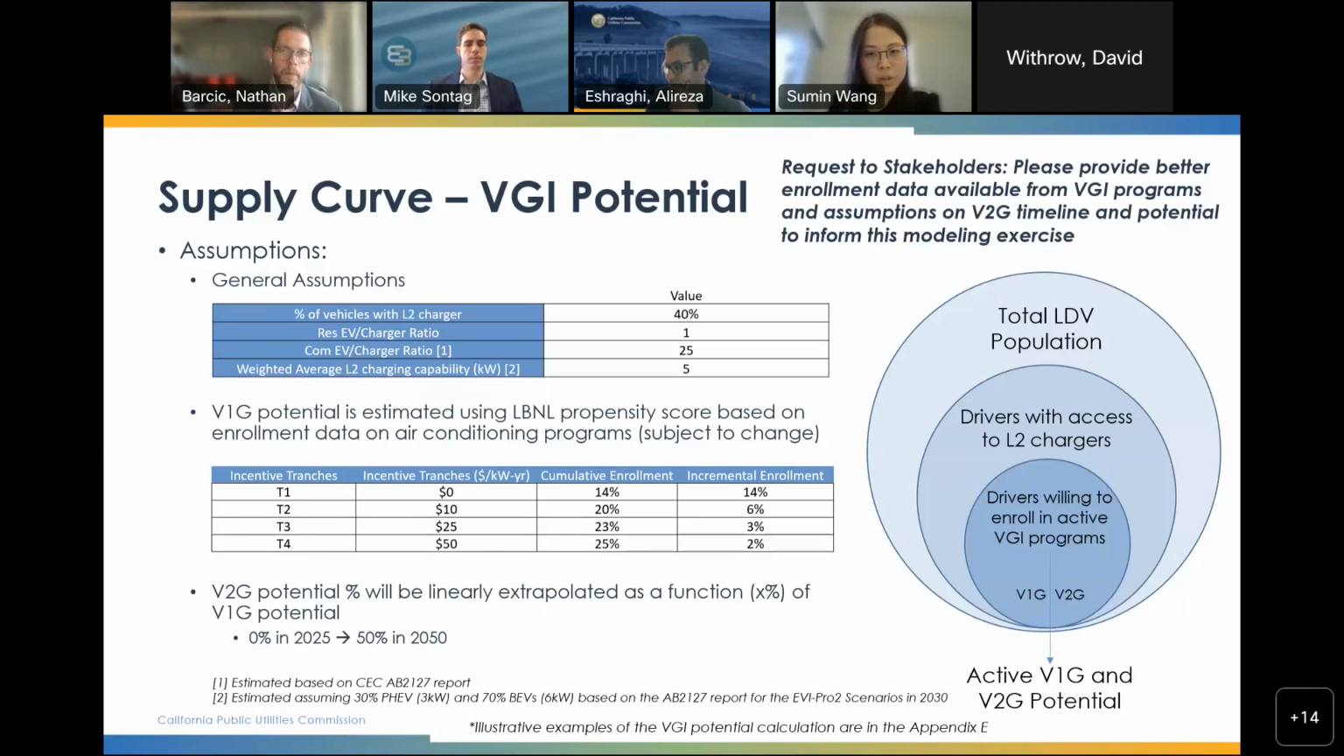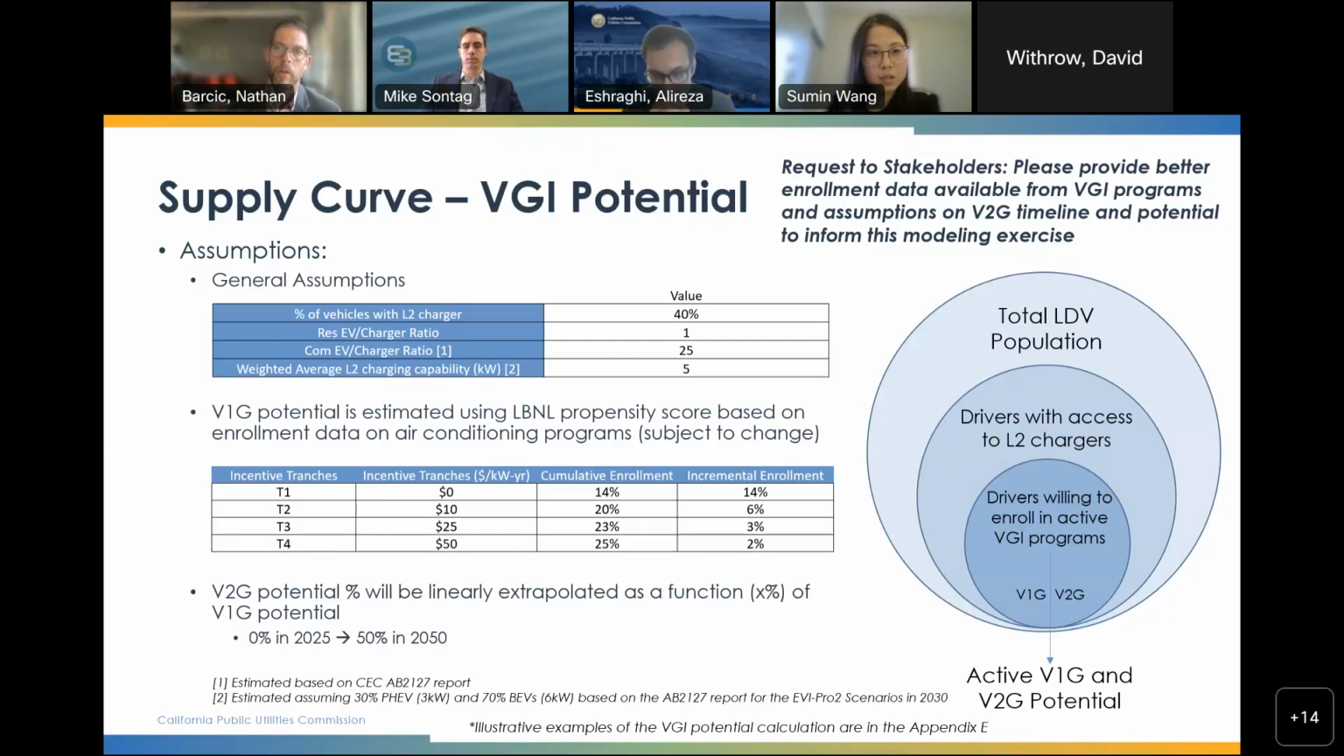So for this analysis, we assume that only the drivers with access to L2 chargers are eligible to participate in the VGI program. Based on the demographics data, we estimate that's around 40% of the LDV population. But even among the people with access to L2 chargers, not everyone is willing to participate in active VGI programs that let people shift their charging load around. To develop that willingness to participate, we use the LBNL propensity score data based on enrollment data on an air conditioning program to develop that supply curve.